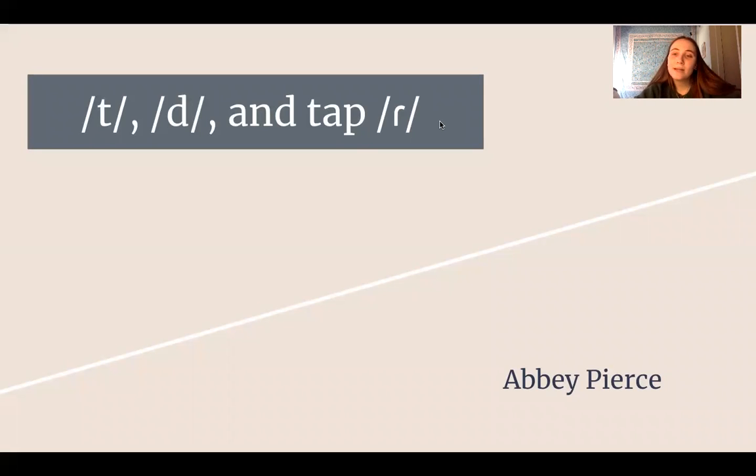Hi everyone, my name's Abby Pierce and my presentation this week is on the consonants T, D, and the tap consonant. I will be explaining what each of these are, where they occur, and the place, manner, and voicing of each.